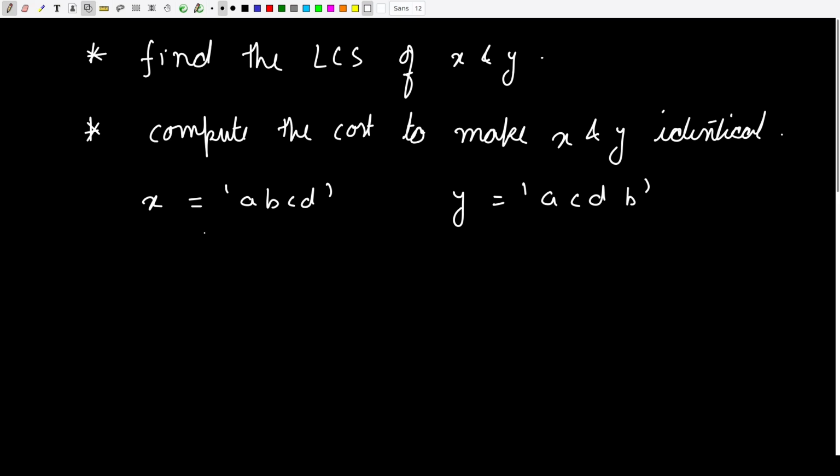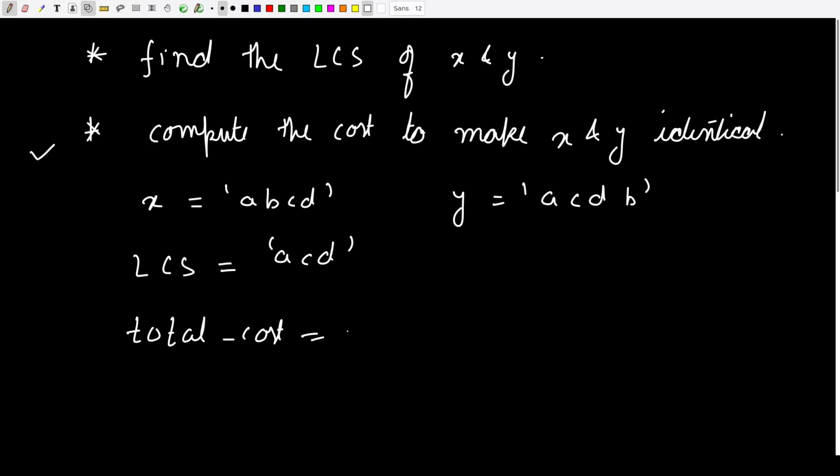Now over here, if we compute the LCS, so LCS is longest common subsequence. The longest common subsequence between these two strings is ACD. Now once we have computed the longest common subsequence, it becomes very easy to compute the cost. So let us see what will be the cost. Well, the total cost will be equal to how many characters need to be deleted from x. Well, the length of LCS is 3 and the length of string x is 4.